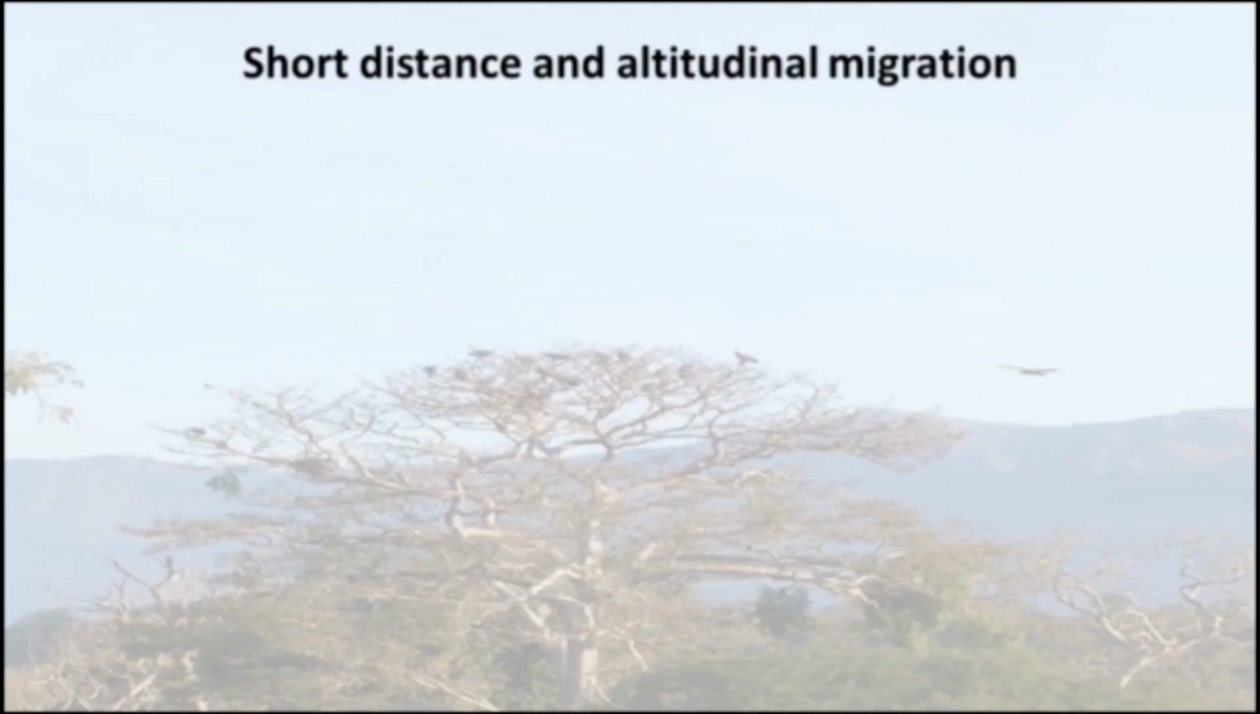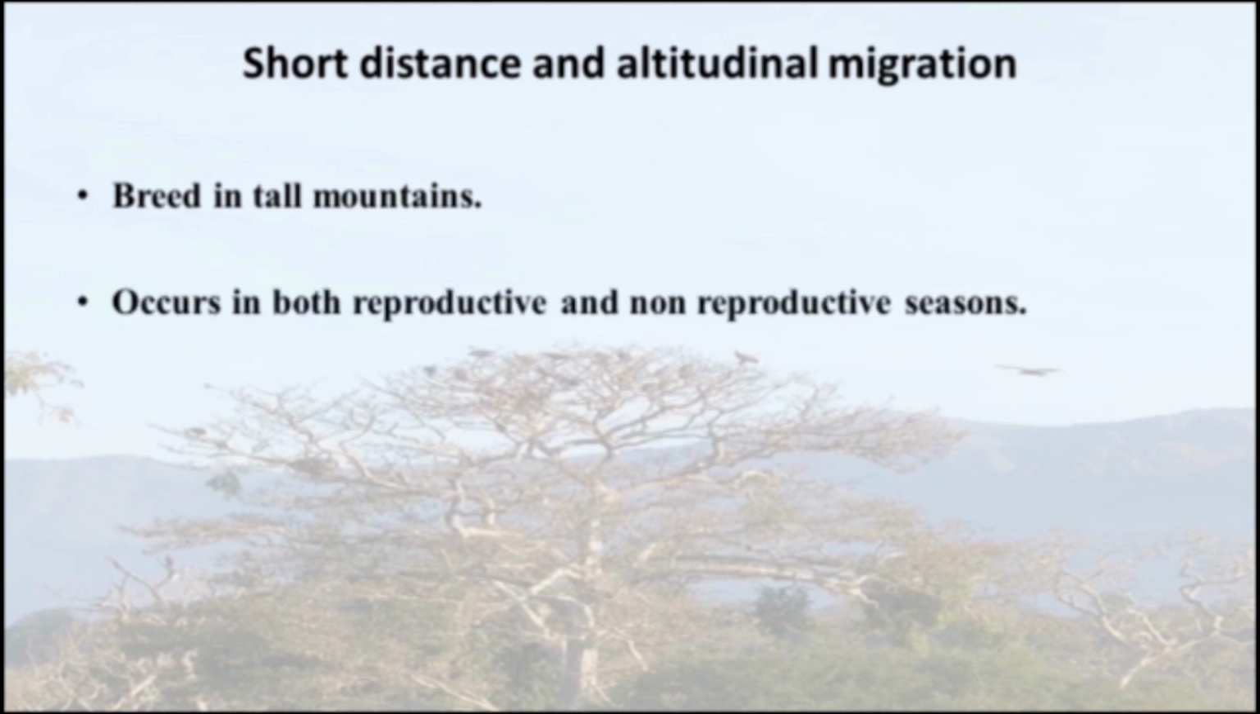Altitudinal migration. Altitudinal migration is a short-distance animal migration from lower altitudes to higher altitudes and back. These migrations can occur both during reproductive and non-reproductive seasons. Altitudinal avian migration is common and can also be found in other vertebrates and can be seen in some invertebrates.